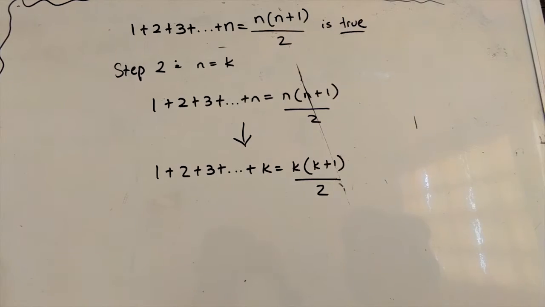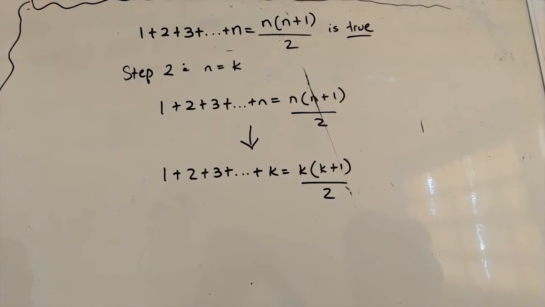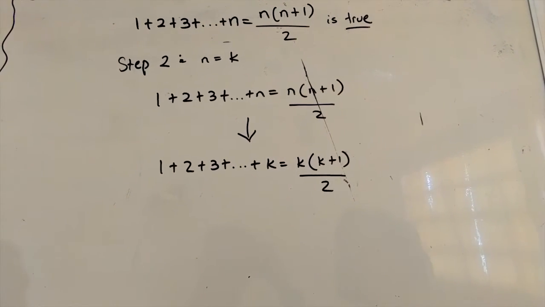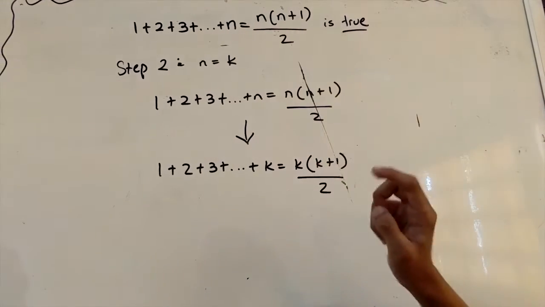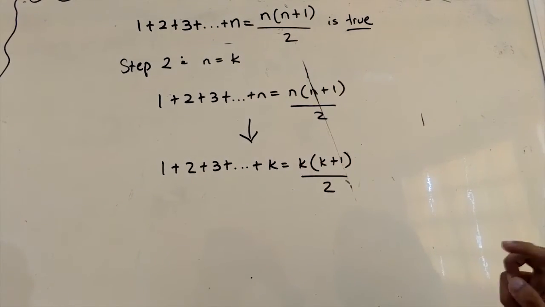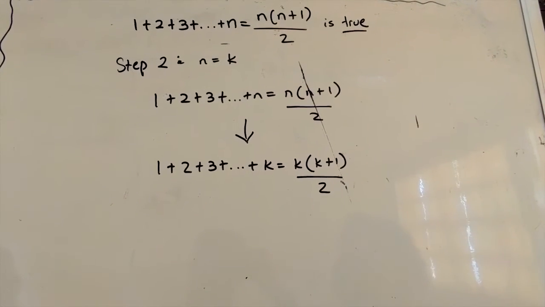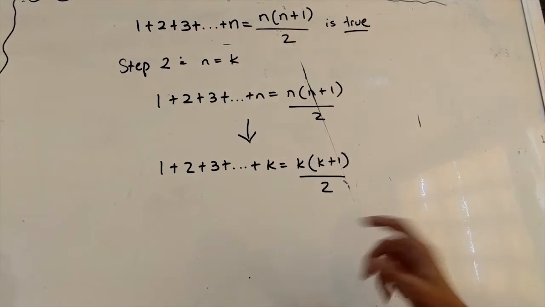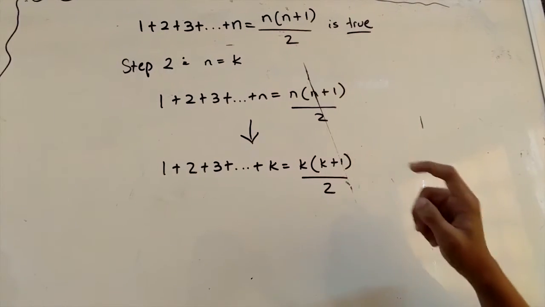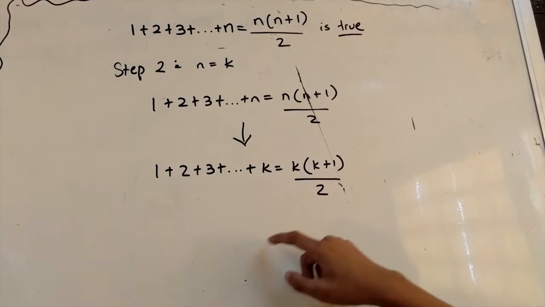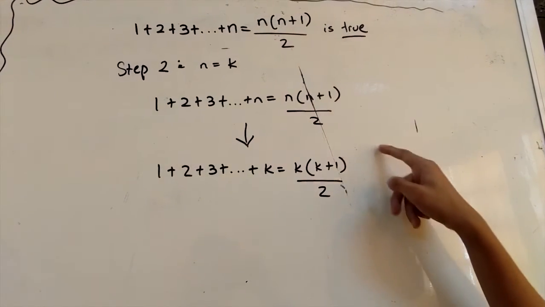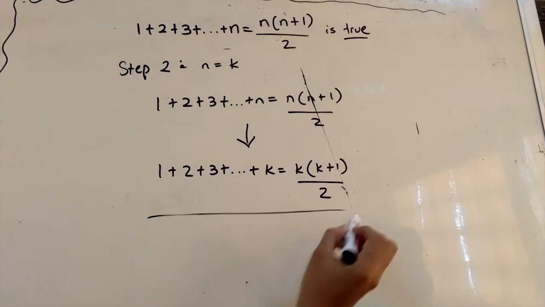Our goal was to evaluate the sequence for n equals k. In this equation, 1 plus 2 plus 3 plus all the way up to n equals n multiplied by n plus 1 over 2. So, we're going to substitute the value of n with k, as you can see in this equation.